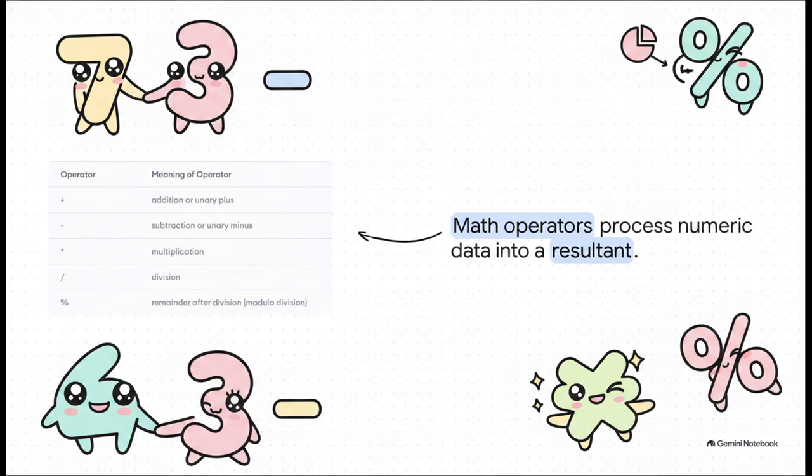You definitely recognize the common ones, like the plus and minus signs. But in programming, notice that we use an asterisk for multiplication, a / for division, and a % sign for something called modulo division, which is a really handy tool that just calculates the remainder after you divide something.